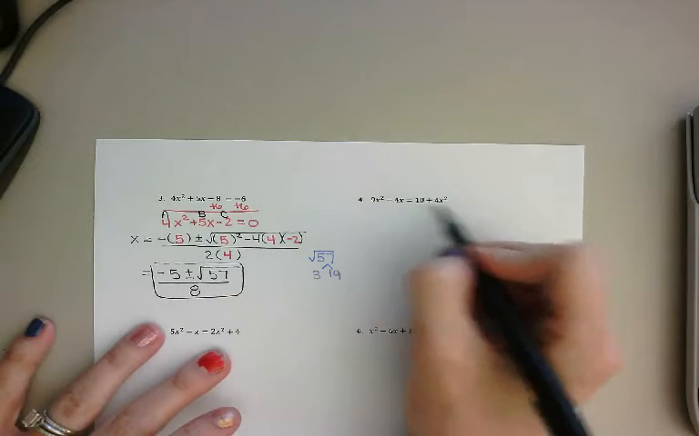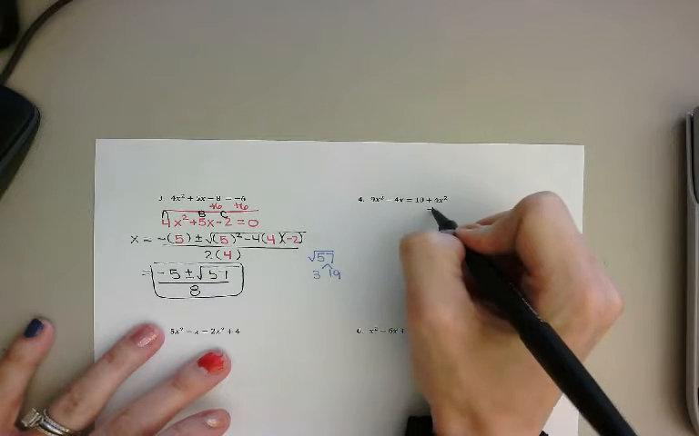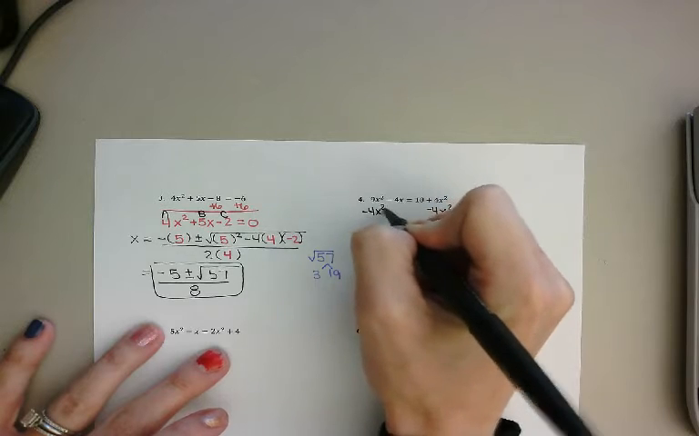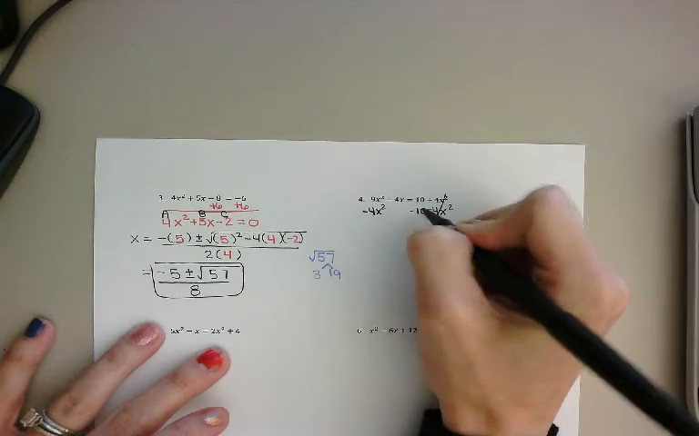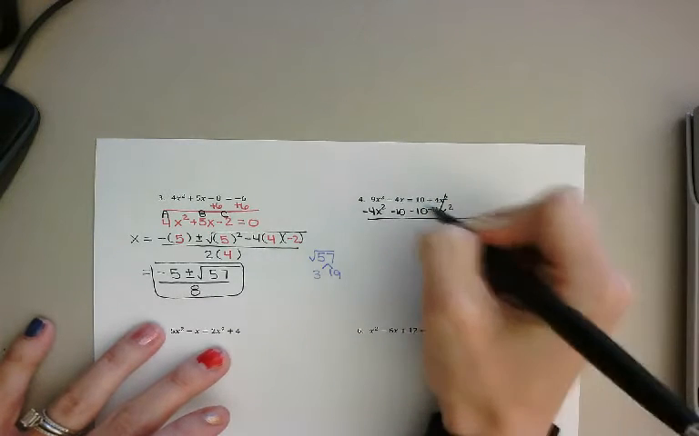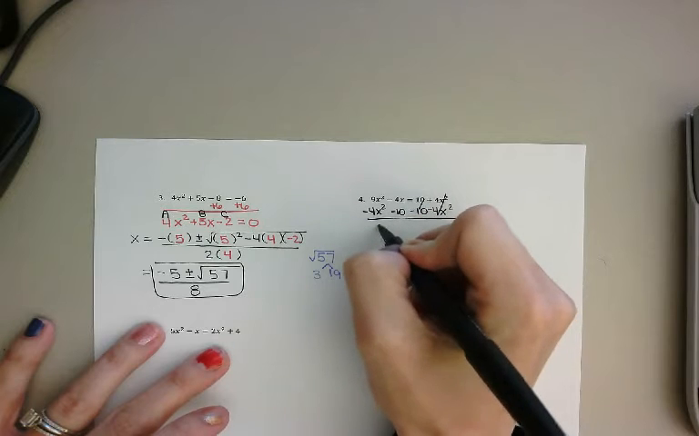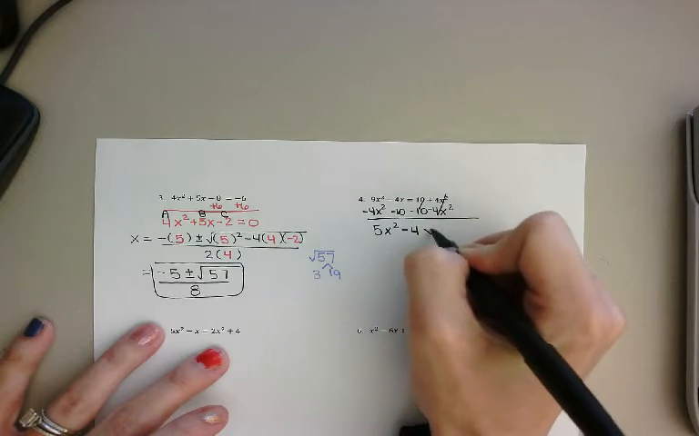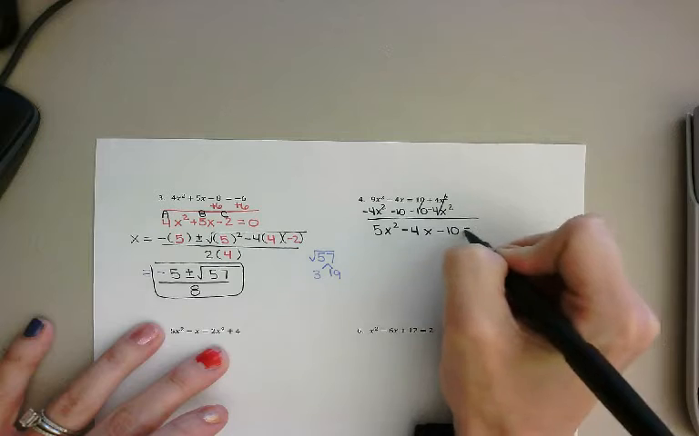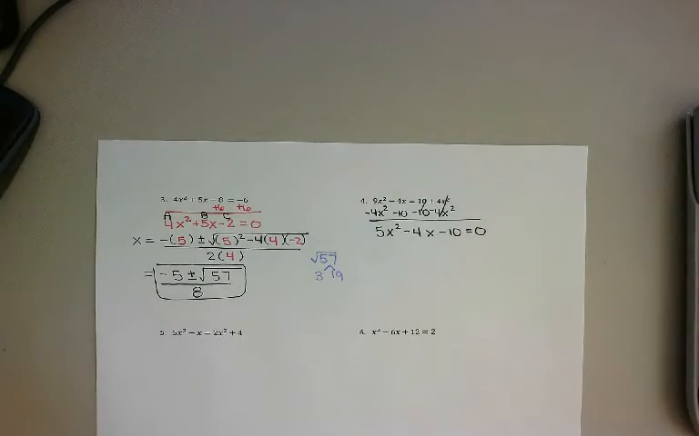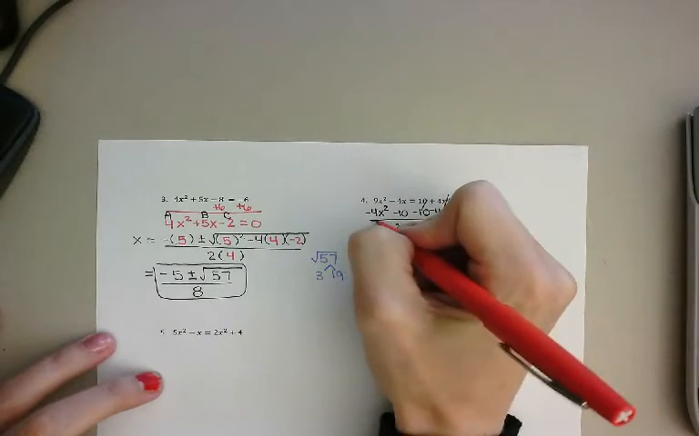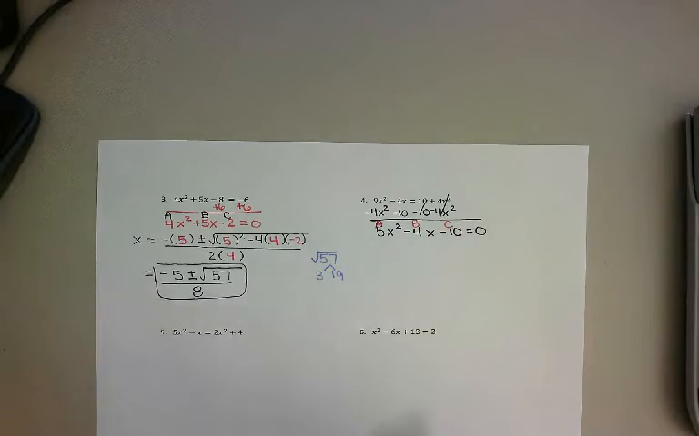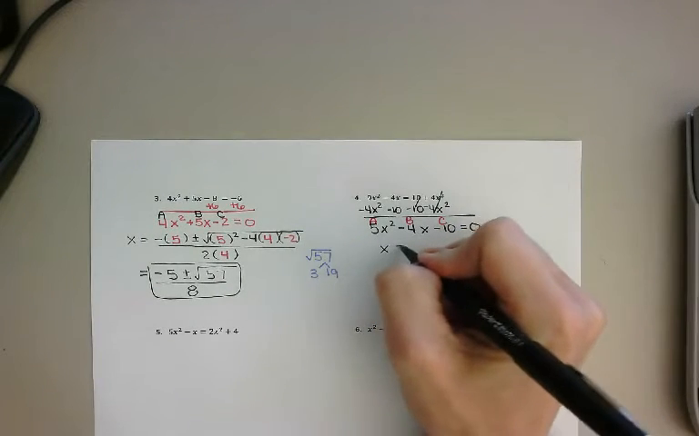All right, looking at this one, again, they don't have it set equal to 0, so I'm going to subtract the 4x squared over. I'm going to subtract the 10 over. So that, combining like terms, gives me a 5x squared, then the x term, then the constant term, equals 0. Here's my a, my b, and my c. And I'm going to substitute it into the formula.